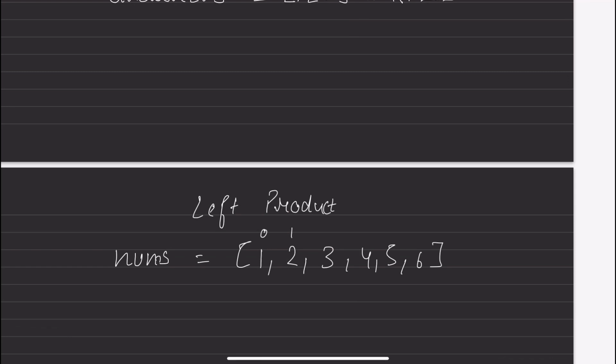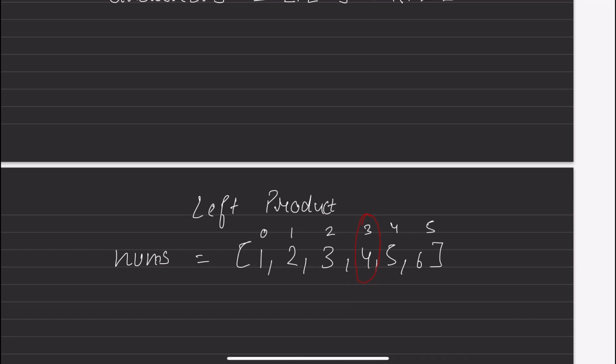0, 1, 2, 3, 4 and 5. Now let's talk about this position, that is on index 3. I want to find out the product of all the elements on the left of the 3, right? So how to do that?